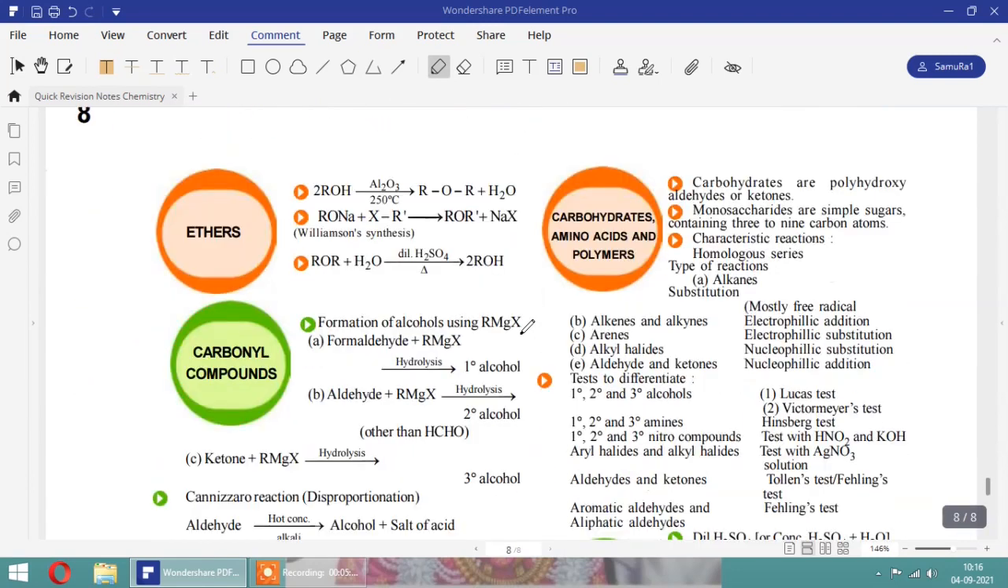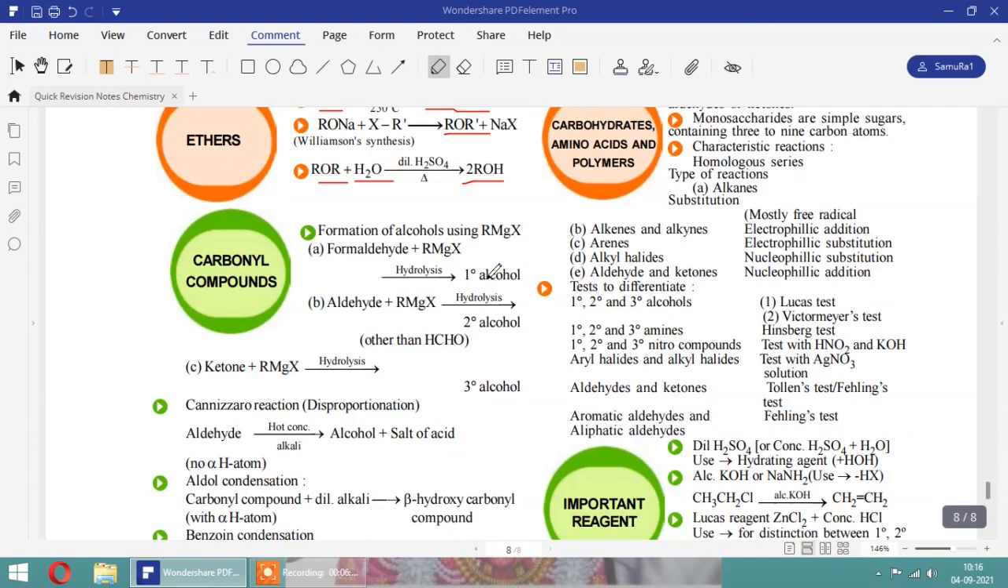Next, we come to ethers. Alcohol in the presence of Al2O3 gives ether, ROR. Similarly, Williamson synthesis: RONa plus XR gives ROR plus NaX. ROR plus water in the presence of dilute sulfuric acid gives ROH.